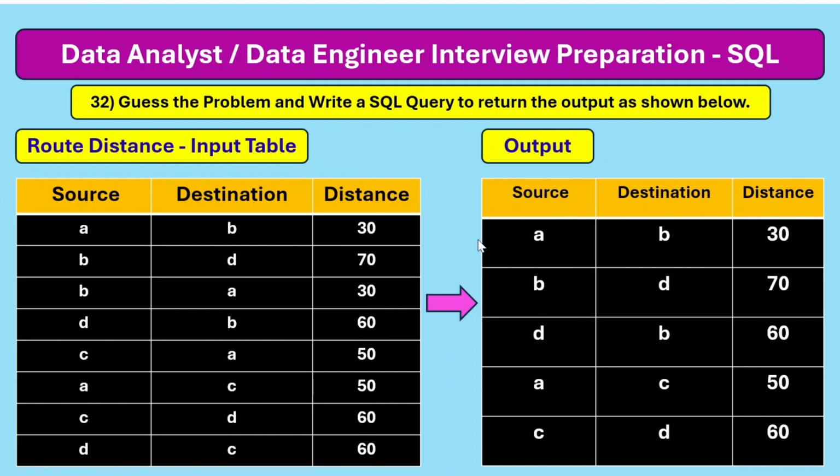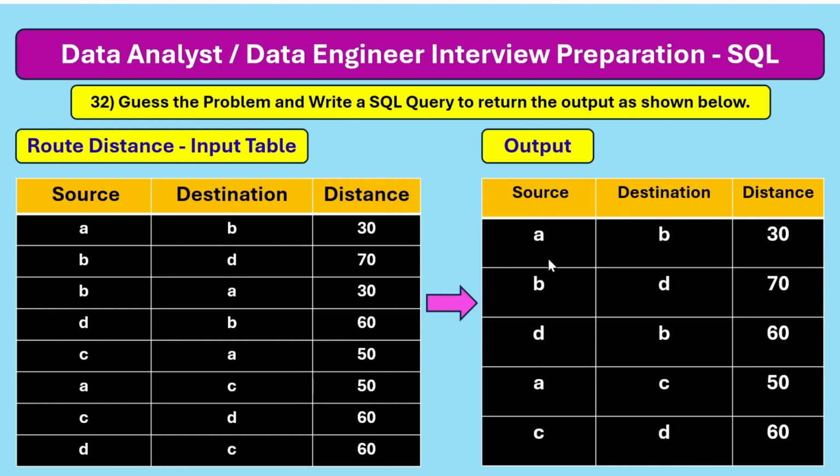Now, if you observe carefully, it is given source, destination and distance. Assume this is the A point and B is the other point. So A is the source point and B is the destination point. The distance between A and B is given as 30. It is in the output also: A as source point and B as destination, and the same distance between A and B.